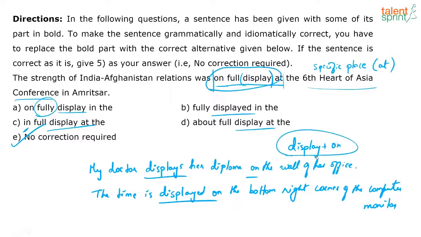So C is incorrect. D is incorrect. I don't think anybody said D, but if I said D, because of "about," right? "The strength of India-Afghanistan relations was about full display at the..." is incorrect. I can say, "The strength of India-Afghanistan relation was fully displayed at the 6th Heart of Asia conference in Amritsar." Yeah, I can say that.